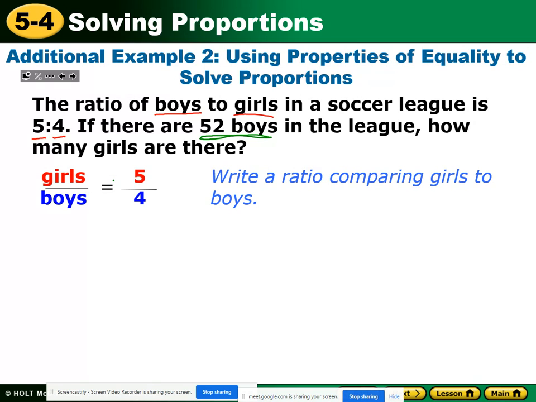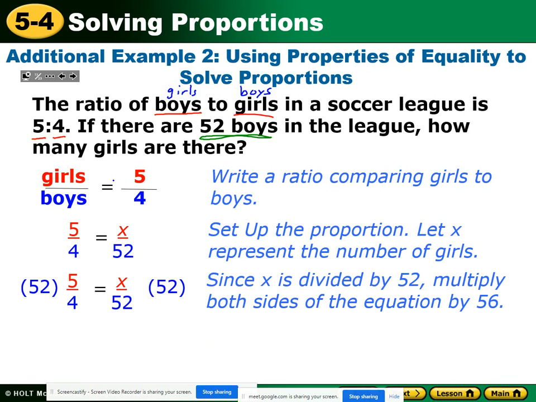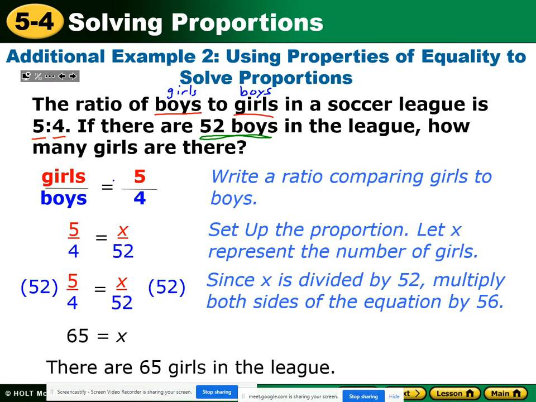So girls, 5, boys, 4. They wrote it wrong. They said the ratio of boys to girls. It should have said girls to boys, because, like Christine said, the order is important, okay? So you guys did it all right. But now when it comes out, 52 boys, there would be 65 girls, because there are more girls than boys, okay? You guys set it up right.